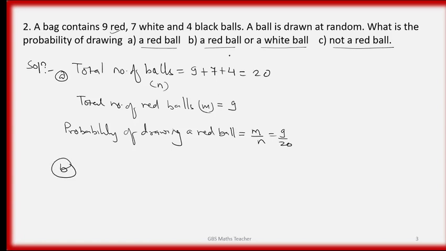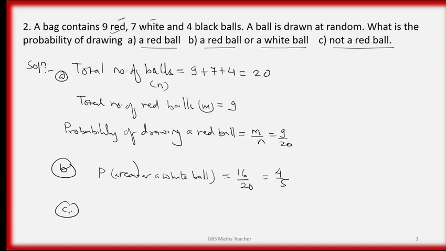Now for B, a red ball or a white ball. So in case of or, we have to add: red ball or a white ball, 9 plus 7 is 16, and the probability of getting a red or a white ball, that is 7 plus 9 is 16 and total is 20, equals 4 by 5. This is a very simple problem.